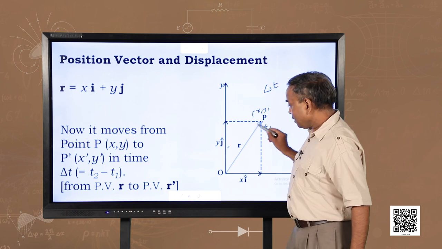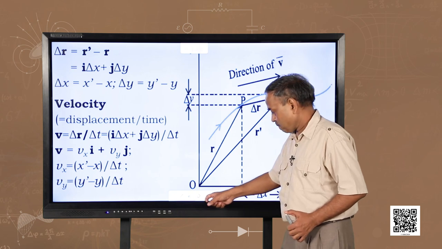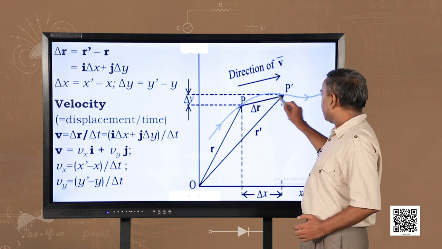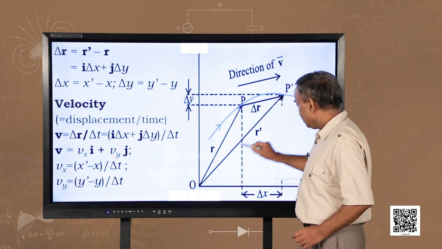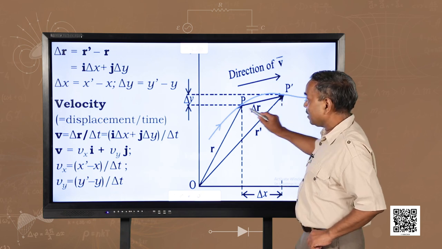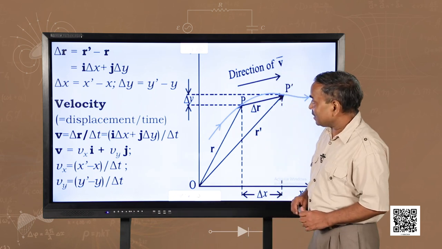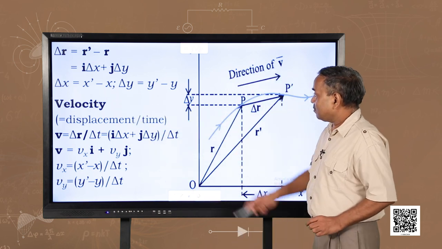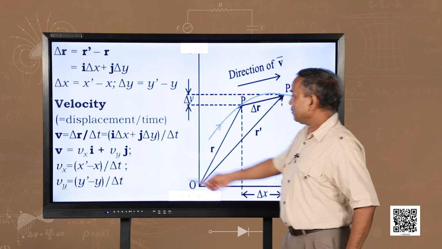Now, from position vector r to another vector r dash, how does it happen? Look, the particle at time t1 has position vector r, and at time t2 the position vector is r dash at P dash. So delta r is the result, delta r is equal to r dash minus r. With simple mathematics, the triangular law, etcetera, you can find delta x is equal to x dash minus x and delta y is equal to y dash minus y. Simple mathematics.